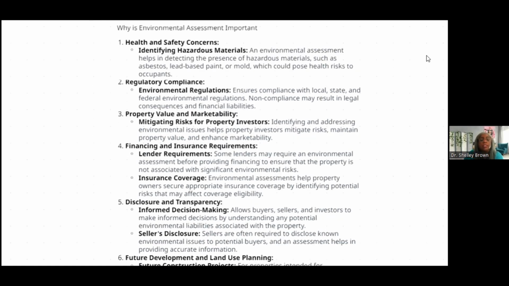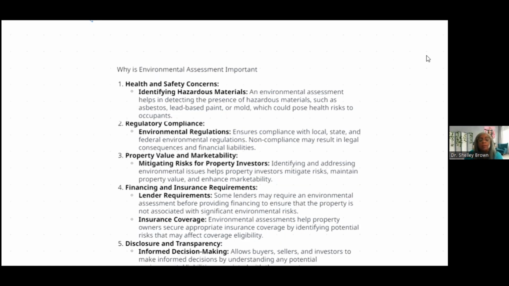Property value and marketability. So this environmental assessment is important because it will help you to mitigate risk for property investors. So it will identify and address environmental issues. It will help property investors mitigate risk, maintain property value, and enhance marketability. If you purchase a property that has contamination or some kind of hazardous materials, then your property value on that investment is, of course, going to go down, and the marketability of you being able to sell that property is going to be zero, because no one is going to want to buy a property that has these hazardous potentials.